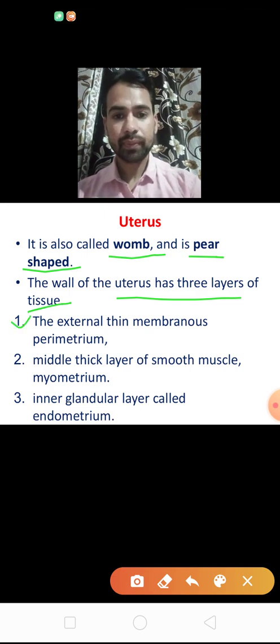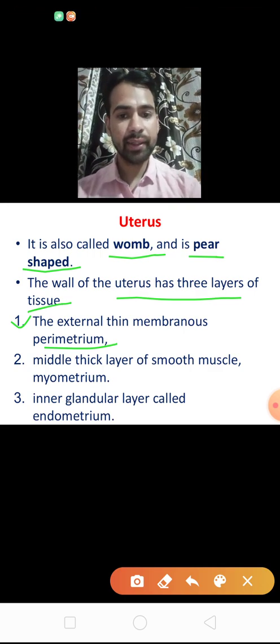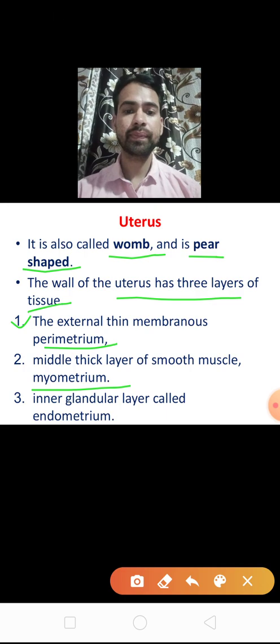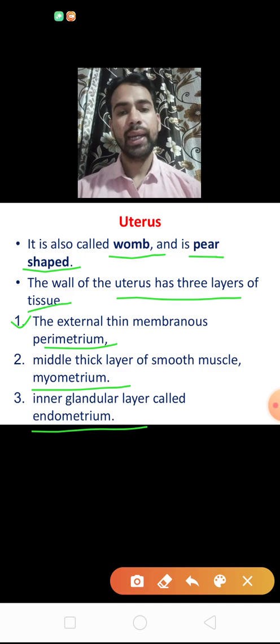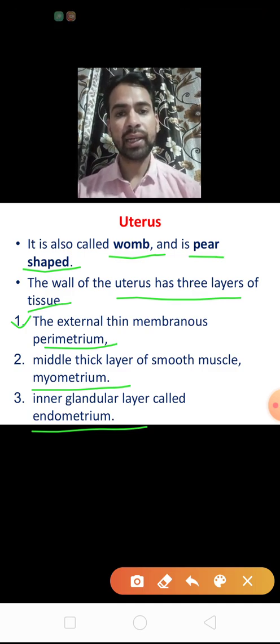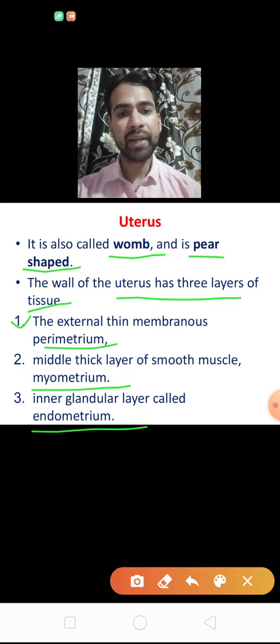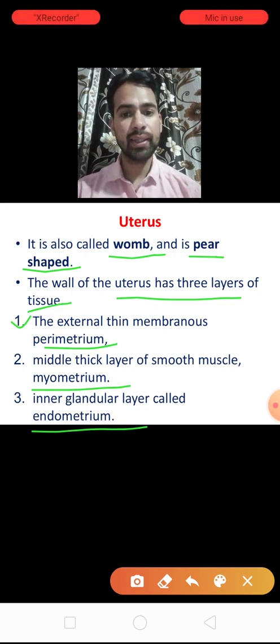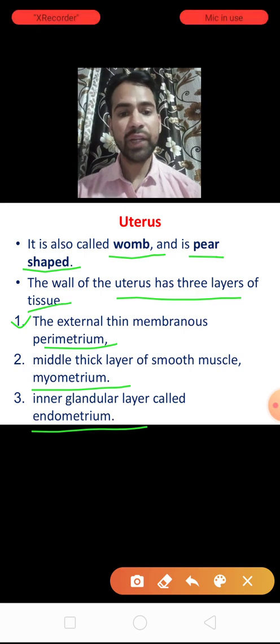First, perimetrium. Second, myometrium. And third, the innermost layer, that is endometrium. These three layers are found in the uterus. Clear? The outermost is perimetrium. The middle layer is myometrium. And the last, the innermost layer, is endometrium.